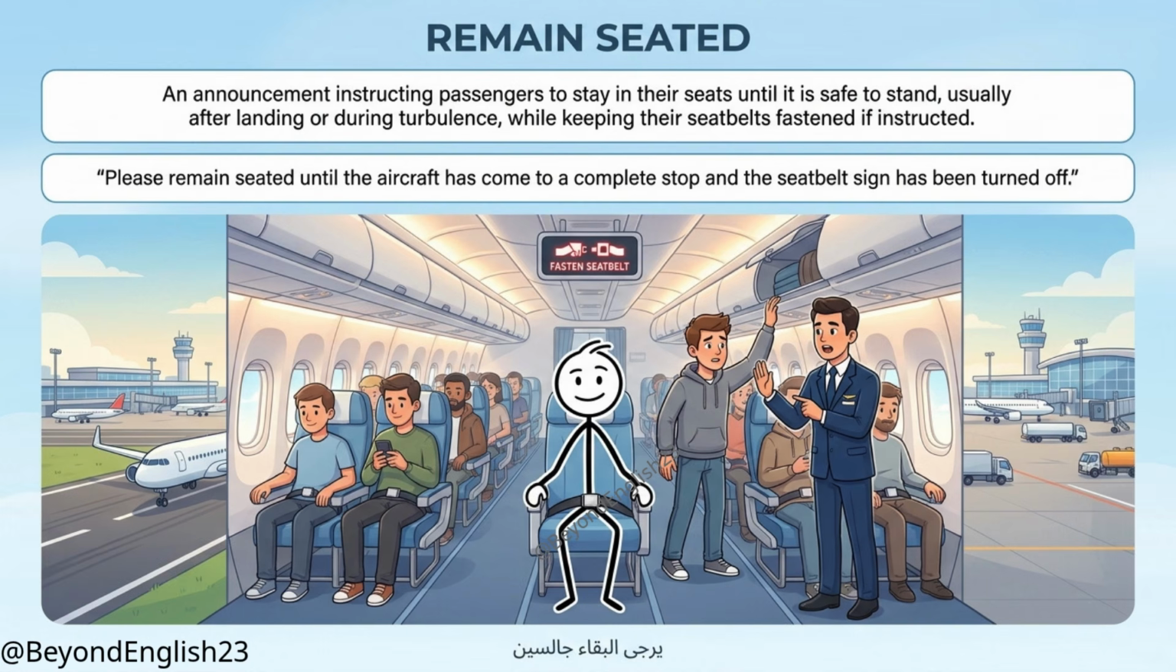10. Remain seated. This announcement tells passengers to stay in their seats until it is safe to stand, usually after landing or during turbulence. Passengers should follow the cruise instructions and keep their seatbelts fastened when required. Example: please remain seated until the aircraft has come to a complete stop and the seatbelt sign has been turned off.